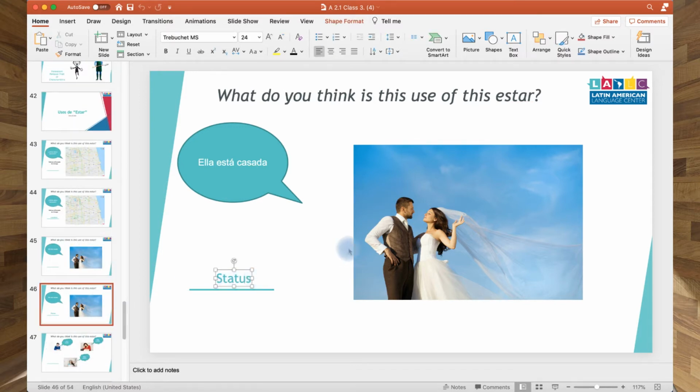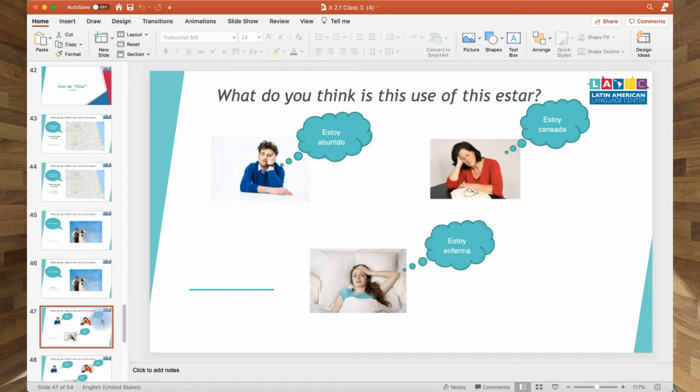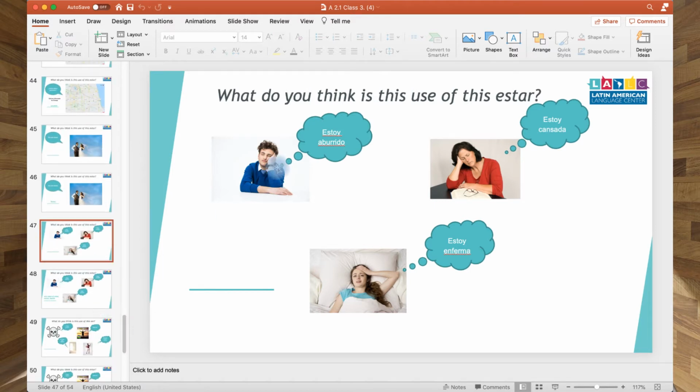If you are thinking status, very good. So status is always estar. And what about these ones? Estoy aburrido, I'm bored. Estoy cansada, I'm tired. Y estoy enferma. So what do you think are these ones?